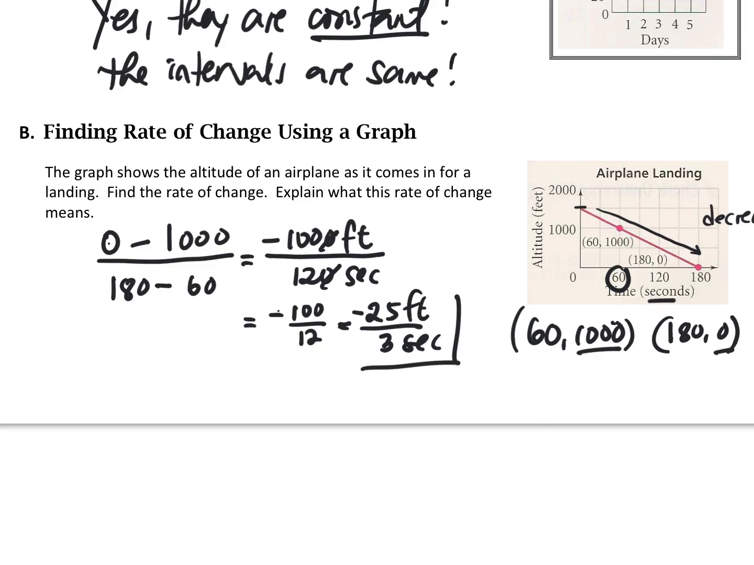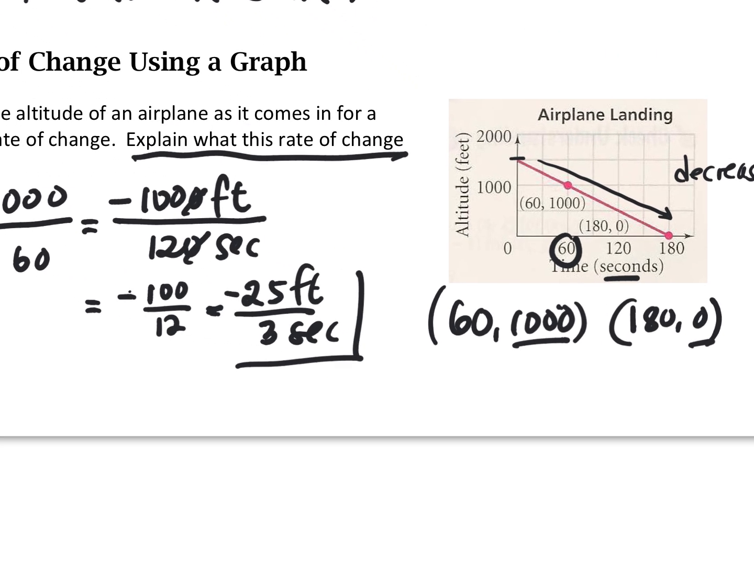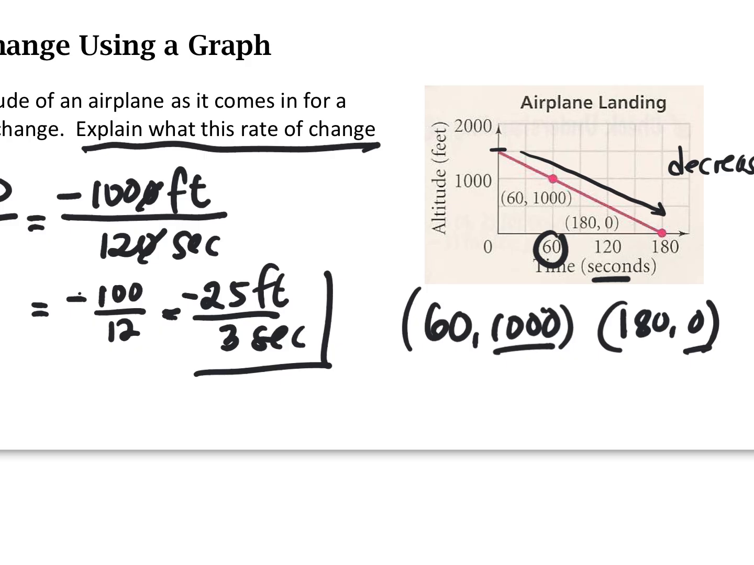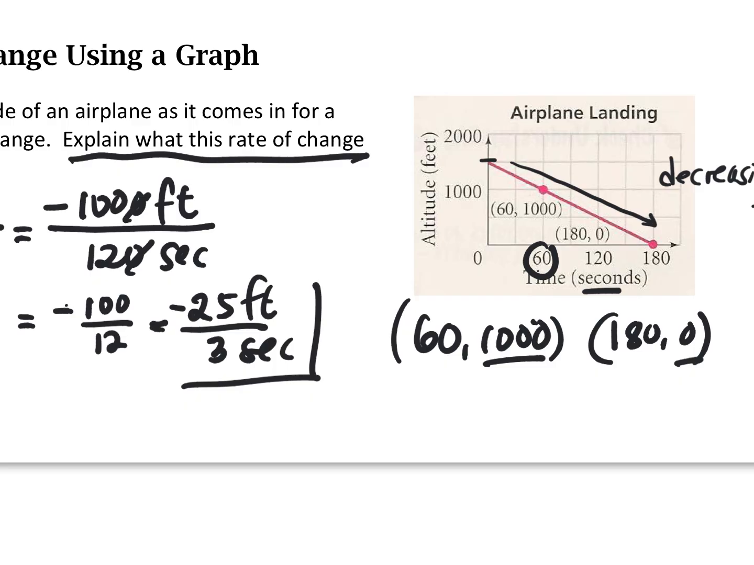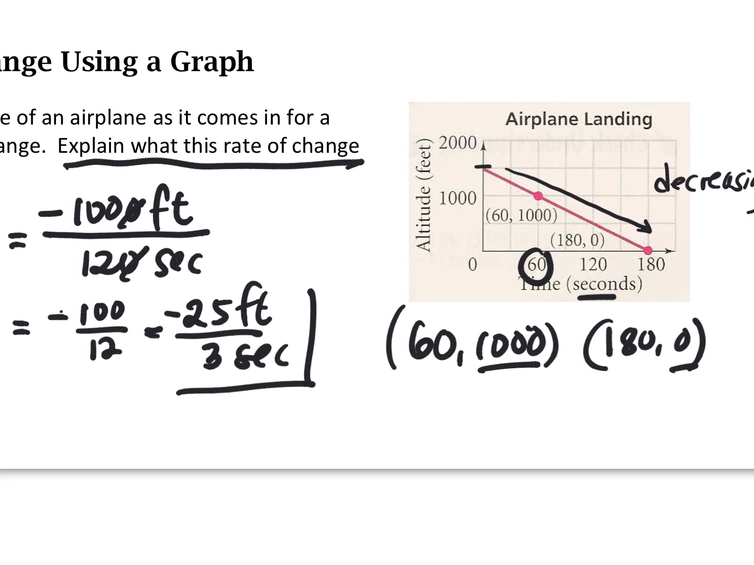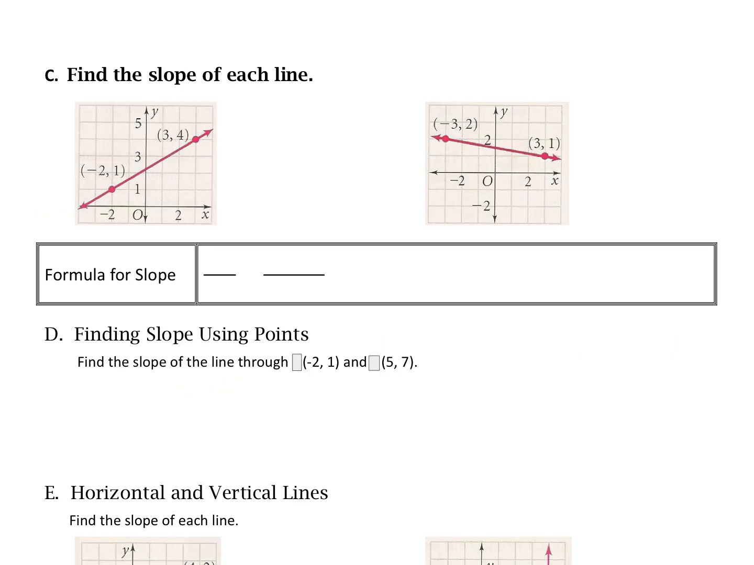Okay, so let's look at this one. If we're going to explain the rate of change, it means that every 3 seconds, the plane is descending 25 feet. That's what it means if you're going to be understanding the rate of change of these specific examples of an airplane landing.